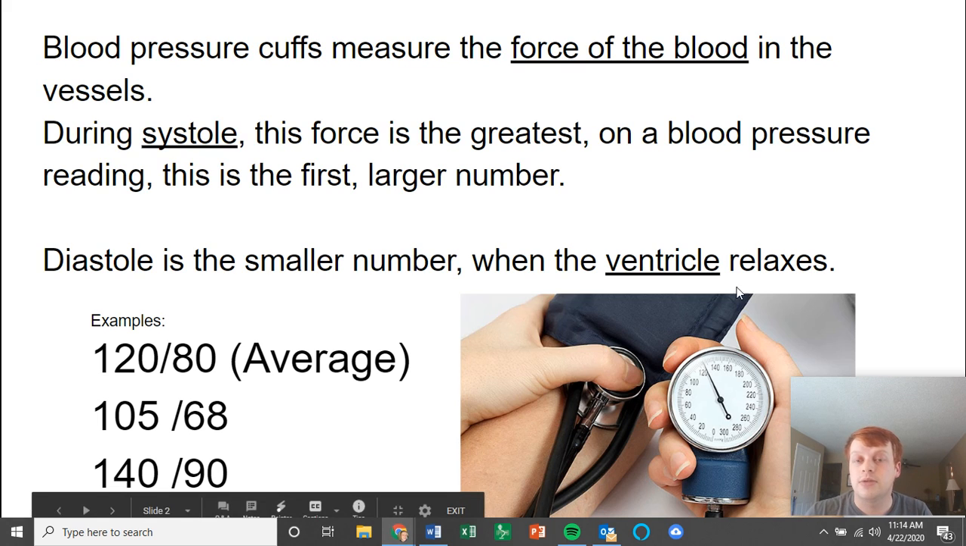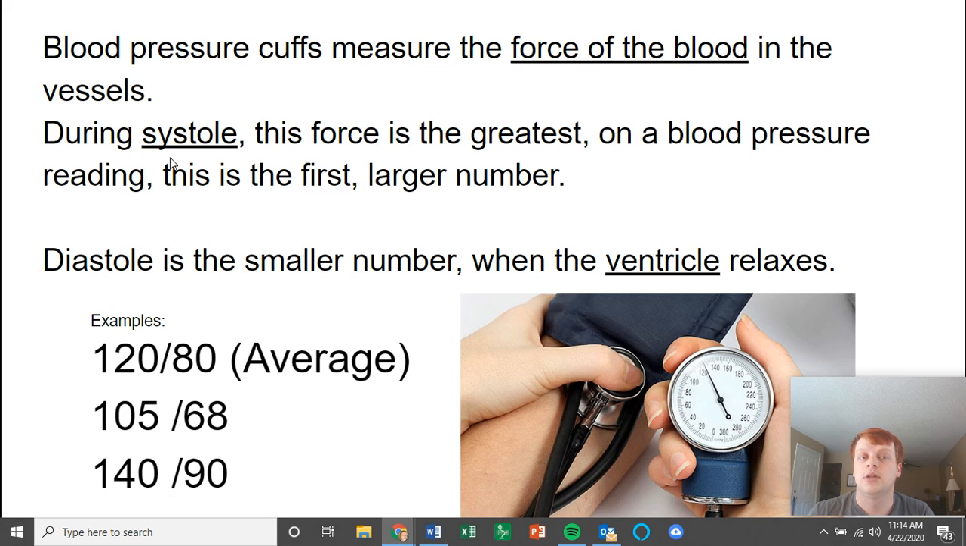Blood pressure cuffs, which you've all had put on you at a doctor's office, measure the force of the blood in the vessels through your arm. During systole, the force is greatest. So if you've ever had a blood pressure reading, you know they have two numbers. That first number, which is bigger, is your systolic blood pressure. And then during diastole, it's the smaller number where the ventricles actually relax.